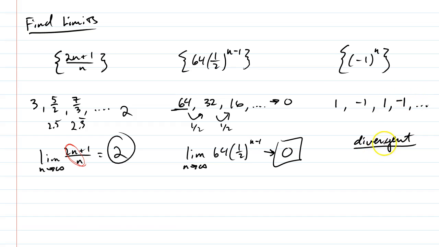So there are two types of divergent. There's ones where you go to infinity or negative infinity. There's no limit to how high or low you can go. And then there are kinds of weird ones where, even though this is a geometric sequence, the common ratio is negative 1 every single time. It is never going to land on one number.